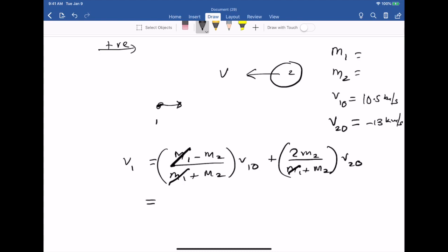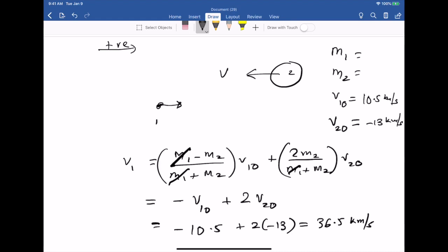So v1 in that case becomes negative v10, because minus M2 divided by M2 is negative 1, plus 2M2 divided by M2, which is just 2, so 2 v20. Now we can just plug in the numbers: minus 10.5 kilometers per second plus 2 times minus 13 kilometers per second. So 26 plus 10.5 is 36.5 kilometers per second. That is the final velocity of the probe.